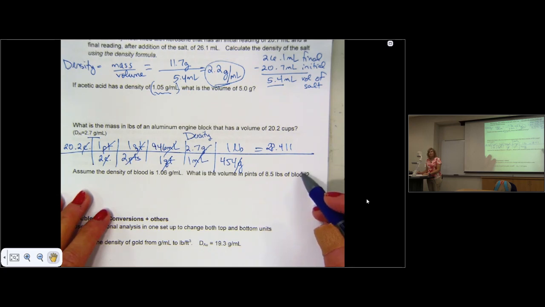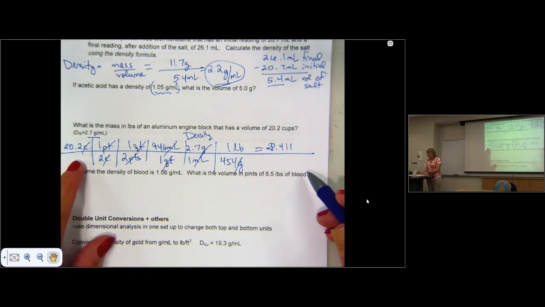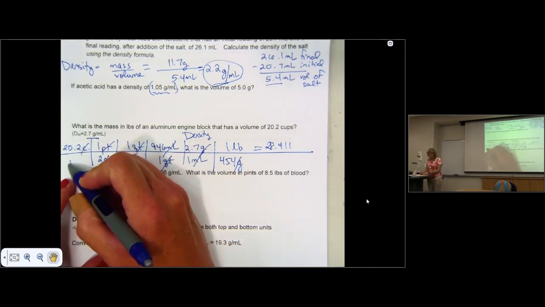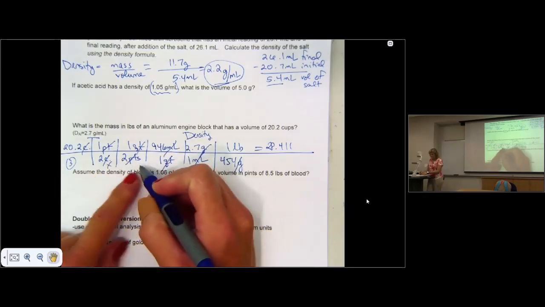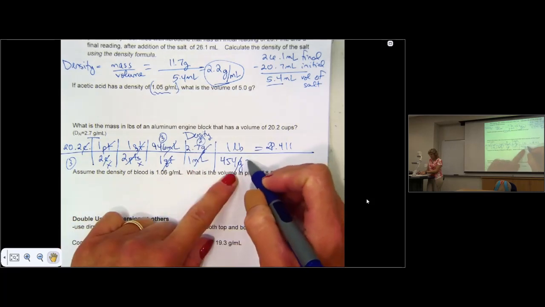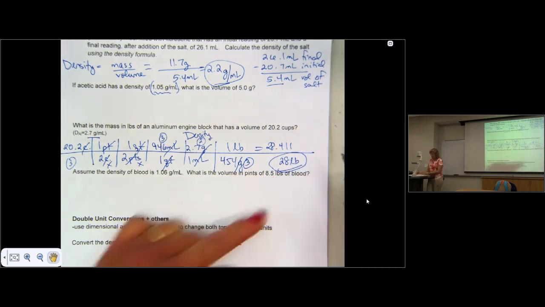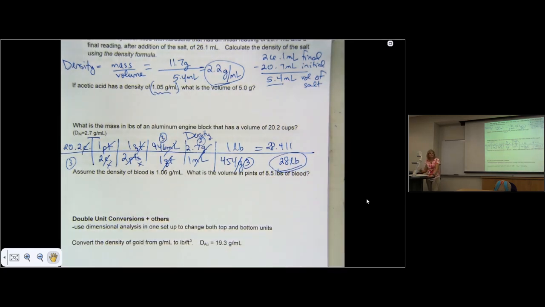Significant digits, will density count? Yes. Why? It is a calculated number. Mass is calculated. Volume is calculated. It's a rounded number. It's going to count. So 20.2 has 3, doesn't count, 3, 2, 3. My final answer is what? 28 pounds. 28 pounds. Yes or no?